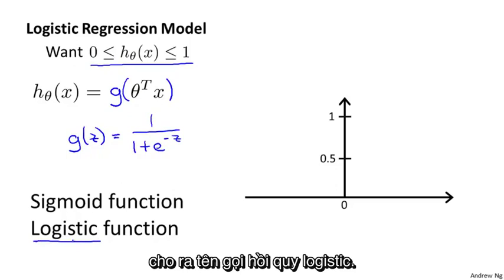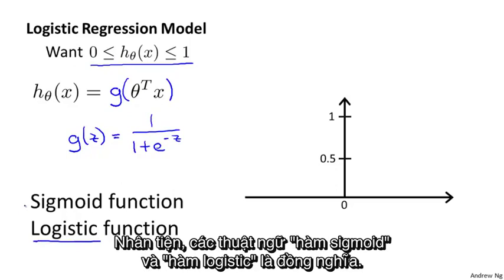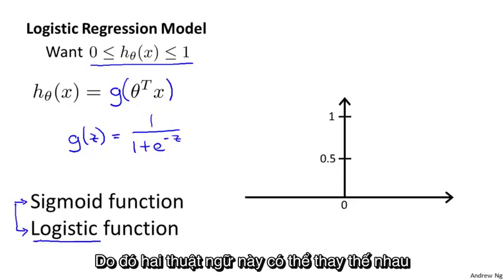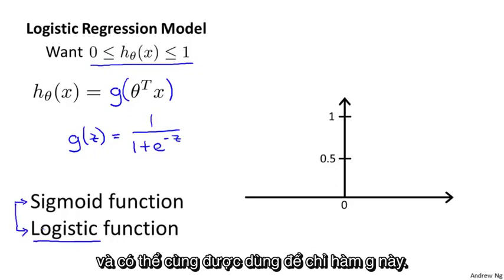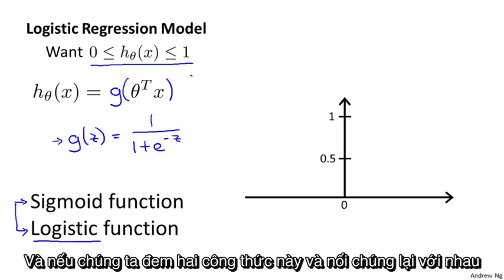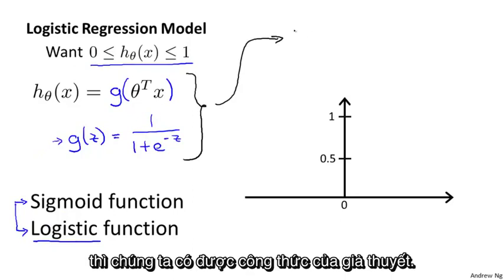This is called the sigmoid function or the logistic function, and the term logistic function is what gives rise to the name logistic regression. And by the way, the terms sigmoid function and logistic function are basically synonyms and mean the same thing. So the two terms are basically interchangeable, and either term can be used to refer to this function g. And if we take these two equations and put them together, here's an alternative way of writing out the form of my hypothesis.